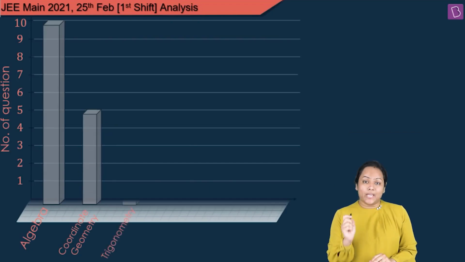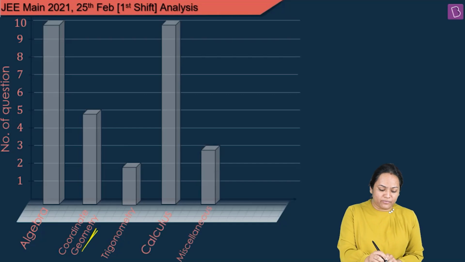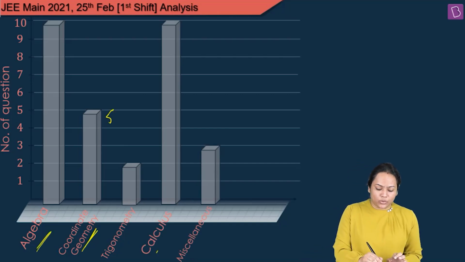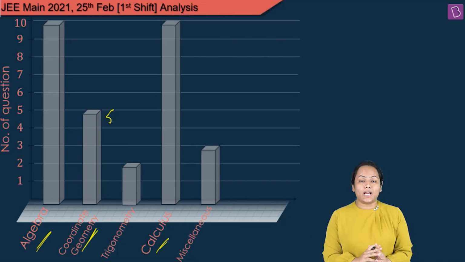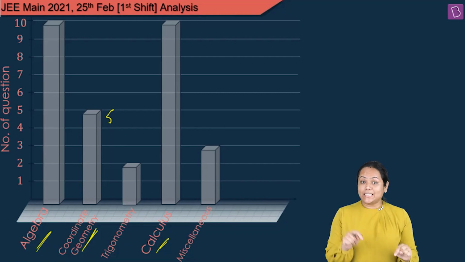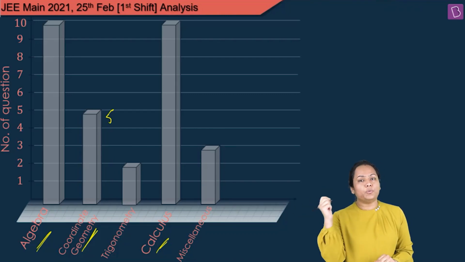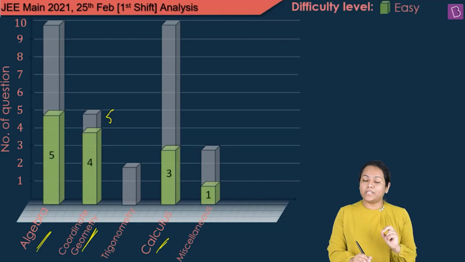There was a change. This year coordinate geometry had only 5 questions, while algebra and calculus had 10 questions each. So there was a dip in the number of questions asked in coordinate geometry this time. Trigonometry had 2 questions, miscellaneous had 3 questions. Before going to the chapter-wise distribution, let's quickly see how many questions were easy, how many were moderate and how many were difficult.